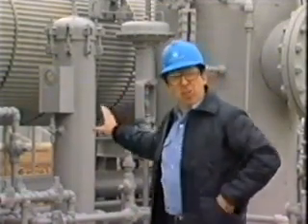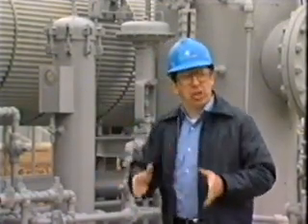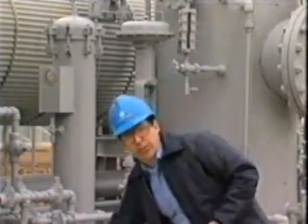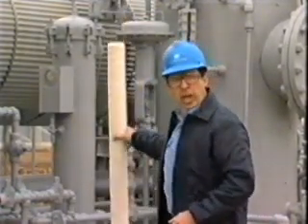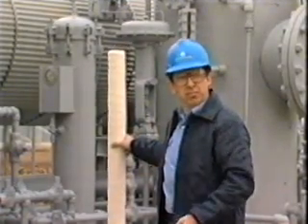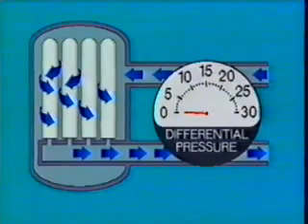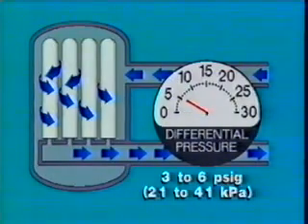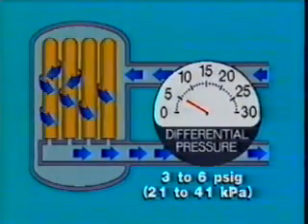Sock filters are the most commonly used type of solids removal. Sock filters contain cylindrical elements that are replaced as they become coated with solids. A differential pressure gauge measures the pressure drop across the elements. A pressure drop of 3 to 6 psig is normal as glycol flows through the elements. The pressure drop increases as the elements remove solid material and eventually become plugged.